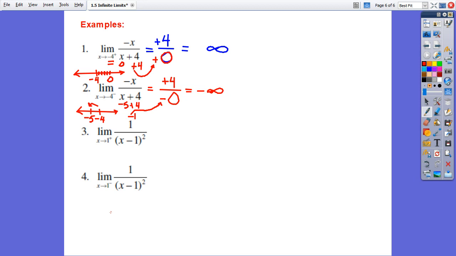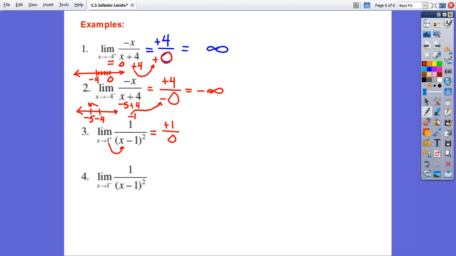Looking at number 3. Now this one you can sort of intuitively know what the answer is going to be, but let's go ahead and look at it anyways. The reason I say that is because of the square. I'll show you that in just a moment. But we're going to take the 1 and plug it in. There's nothing on top, and so it's a positive 1 on top. On the bottom, we definitely get a 0. And the question is what kind of 0 we get?